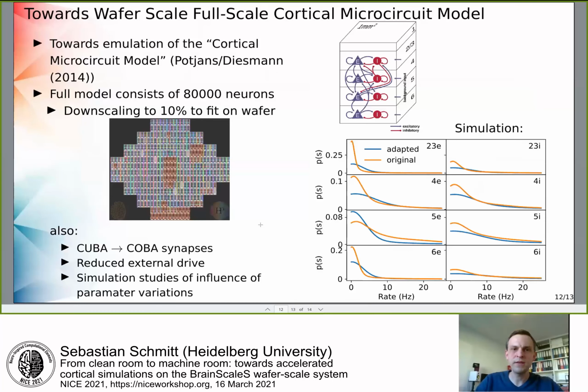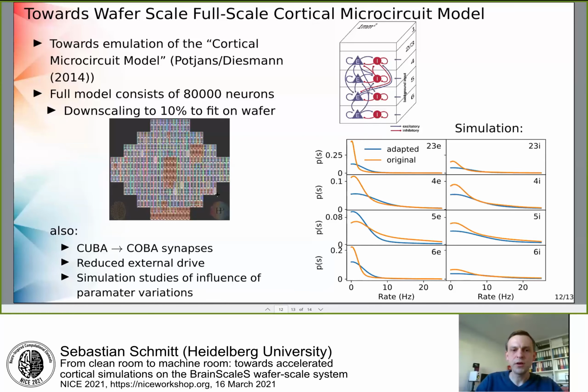Our next goal is towards a full-scale wafer-scale cortical circuit model. And so this became a kind of benchmark task that Markus Diesmann will also talk about in a later contribution. And the full model consists of about 80,000 neurons. This will not fit on the wafer because of the fan-in. We will downscale it to about 10%. And we did some mapping studies with realistic availability information.